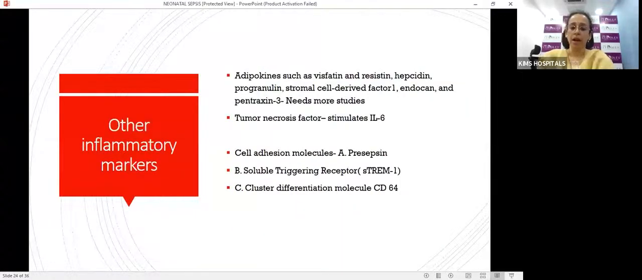So other different adipokines like visfatin, resistin, hepcidin, progranulin, stromal cell-derived factors, endocan, and pentraxin are all being studied as biomarkers to see if there is any ideal biomarker which helps in early diagnosis of neonatal sepsis before the deterioration of the baby, thereby decreasing the mortality. But these need many more studies before they can be routinely used and brought into regular practice. So there is another factor called tumor necrosis factor alpha, which stimulates the production of IL-6. This is also being studied as a biomarker.